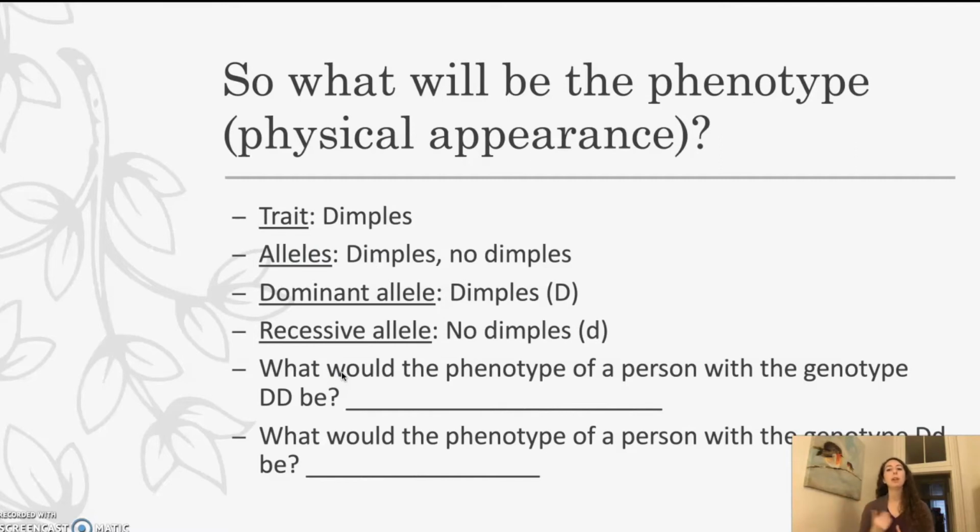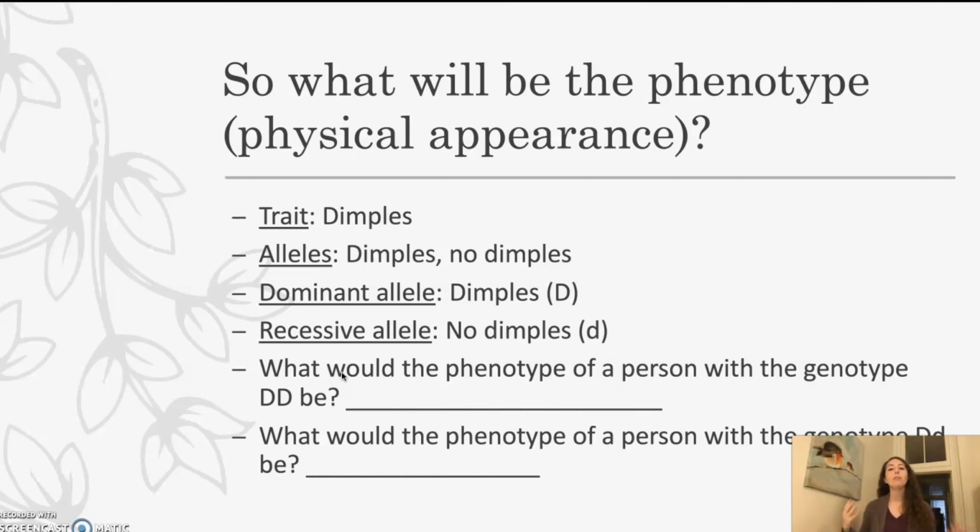So what will be the phenotype? Again, that physical appearance. The first trait we're going to look at is dimples. Two alleles, two different versions of the gene that are possible: dimples or no dimples. Our dominant allele, always represented by a capital letter, is dimples. So having dimples is dominant. Capital D to represent that. The recessive allele would be having no dimples. I do not have dimples. So lowercase d to represent that.